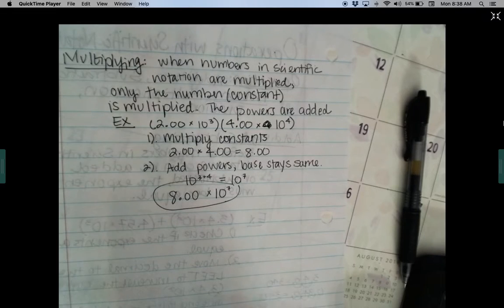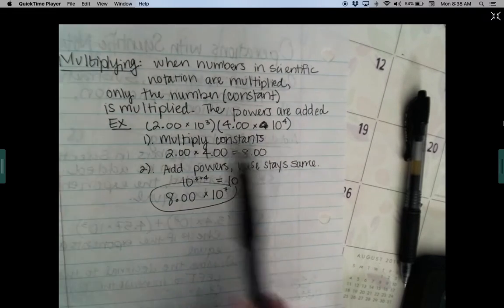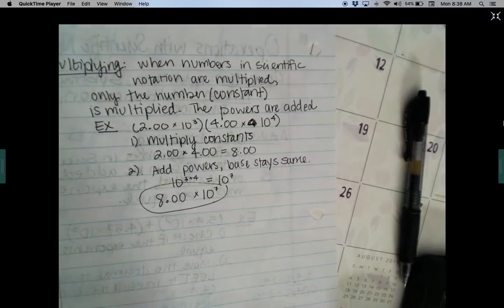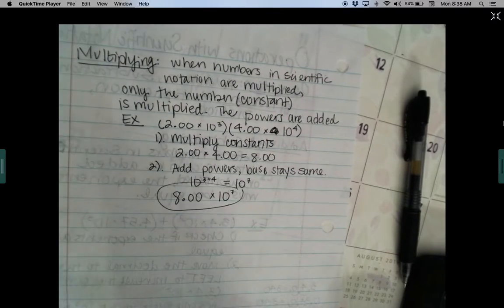And it's okay if you dropped those zeros, but I'm just going to leave it with the 2 places after the decimal because that's how my problem was written, and that should be your guide. However the problem was written is how your answer should look.